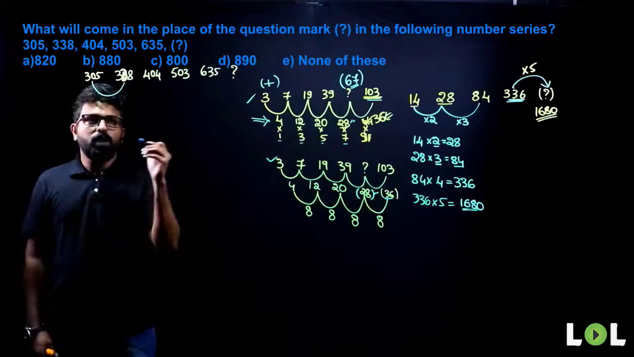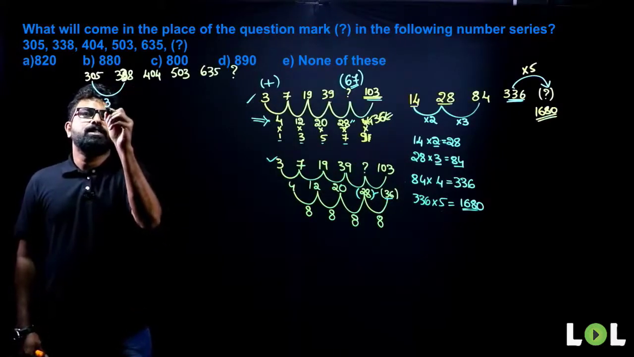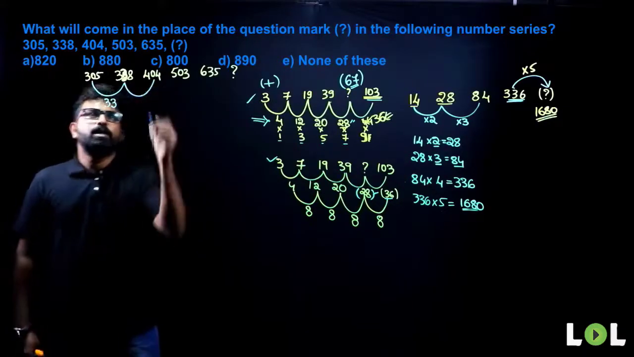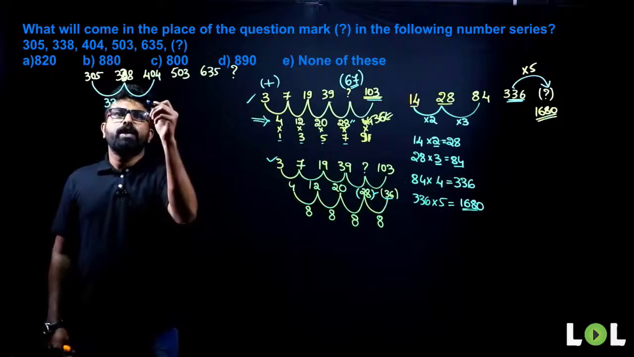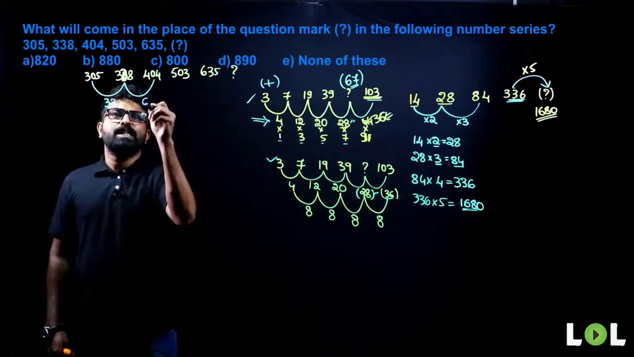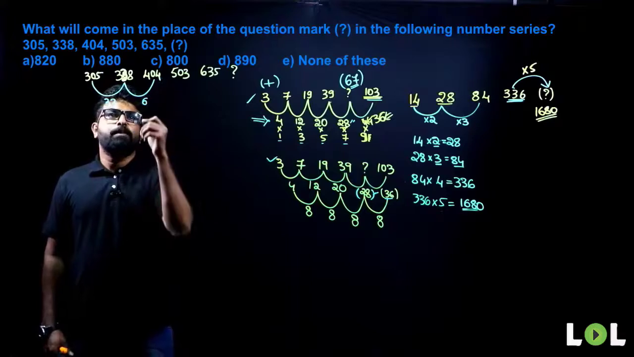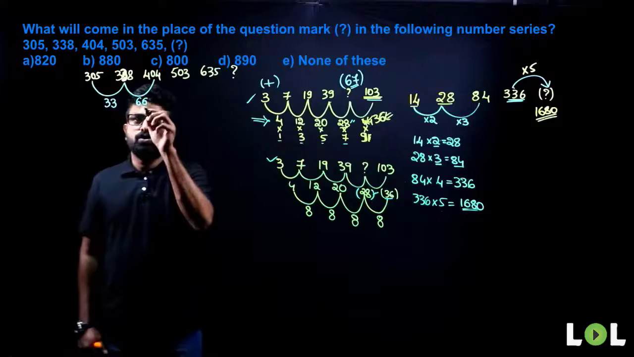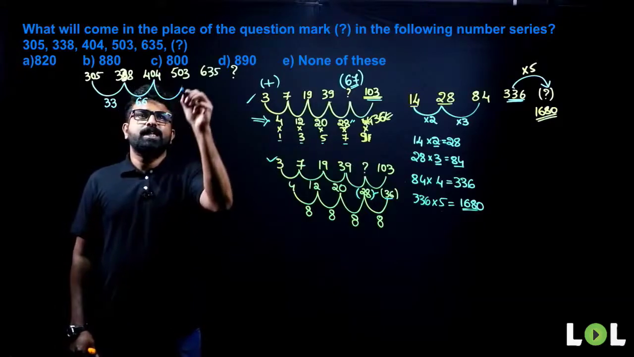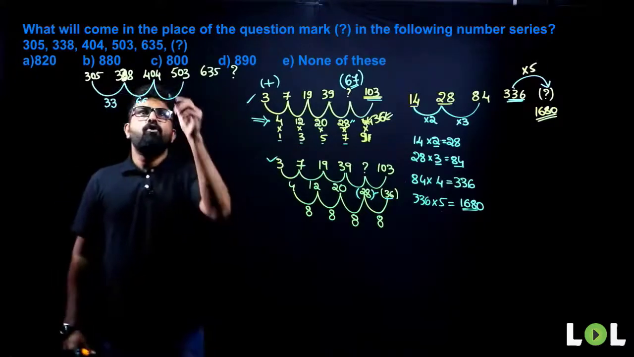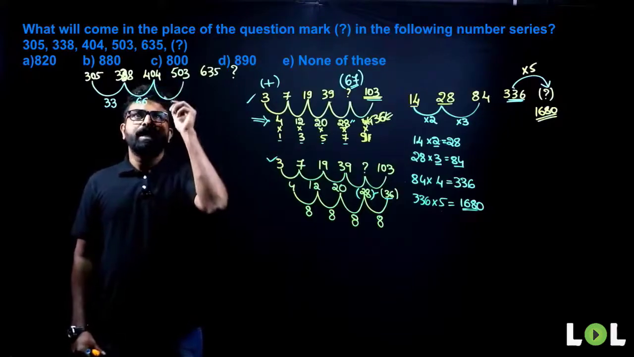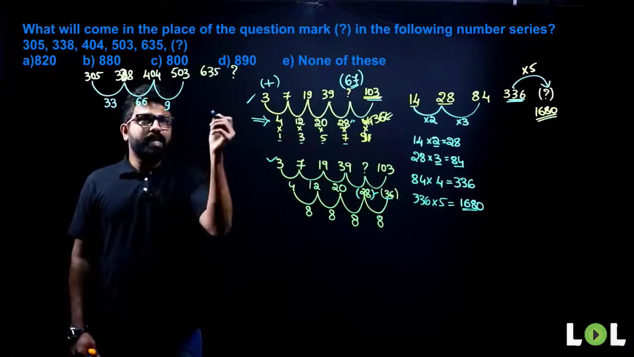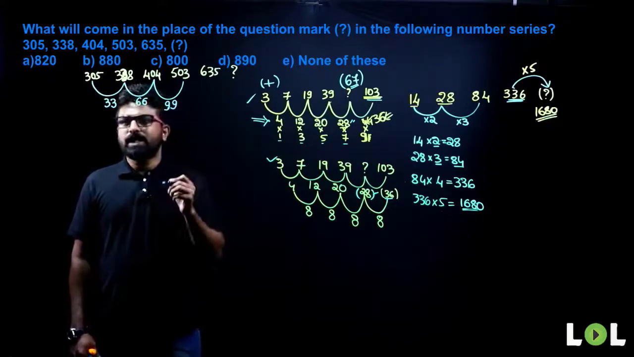305 to 338. What will be the difference here? The difference here is 33. What about 338 to 404? 338 plus 6 gives me 344. 340 plus 60 gives me 404. So 33, then this is 66. And then what about this? 404 plus 90 gives me 494. 494 plus 9 gives me 503. So this is nothing but 99.